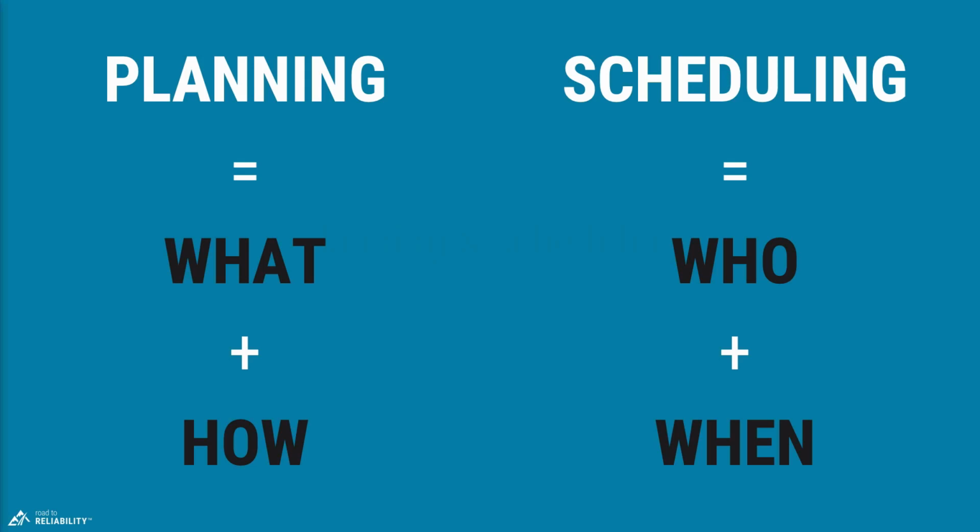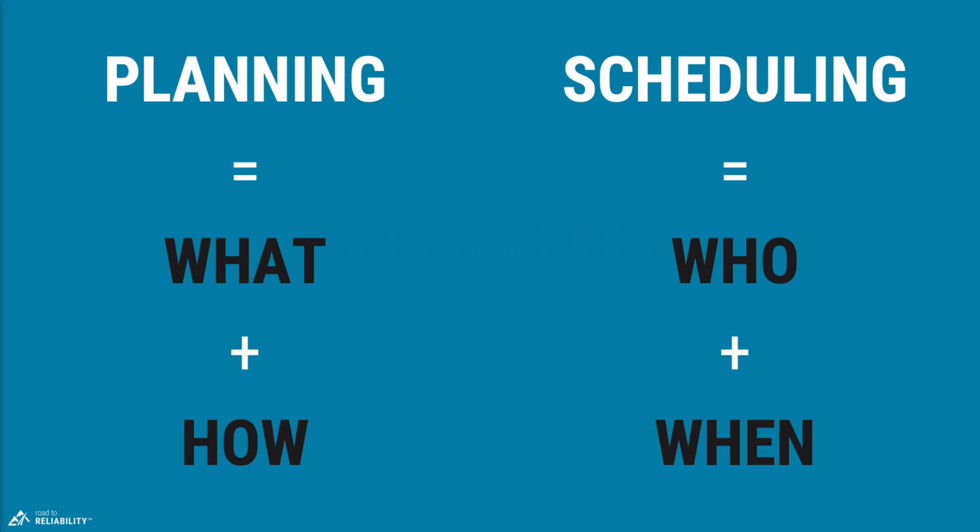Now, of course, there are some subtle overlaps here, like the fact that the scheduling has to adhere to certain constraints that you might have set during the planning process, and that during the planning process, you may well sometimes have to set specific dates. If, for example, a major piece of equipment is taken out of service, you may have to fix those dates. But in general, this is a simple and effective differentiation. Planning is the what and how, and scheduling is the who and when. So clearly, planning and scheduling are different.